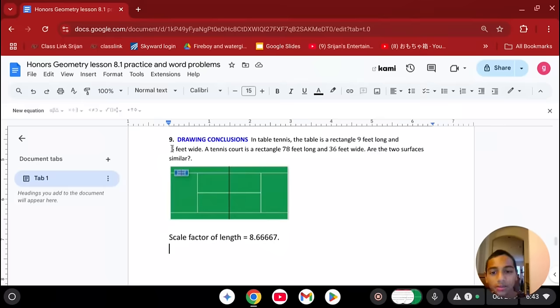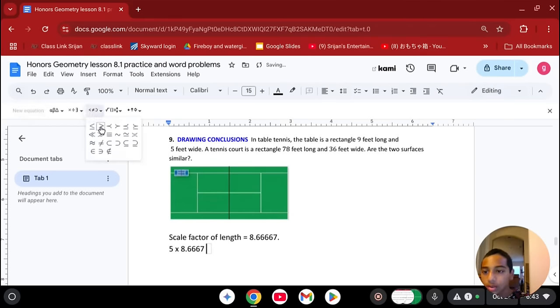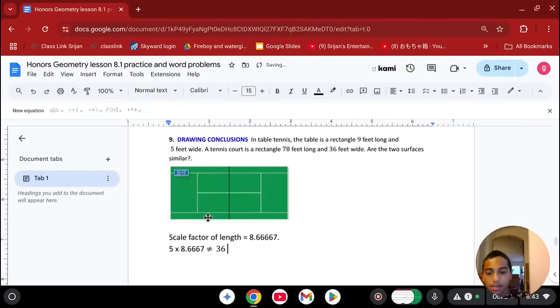So the width is 5 feet, and then it became 36 feet. Now think about it. If you multiply 8.66667 times 5, do you get 36? No. So 5 times 8.667 is not equal to 36. That means that no, the two surfaces are not similar because their scale factor isn't constant.